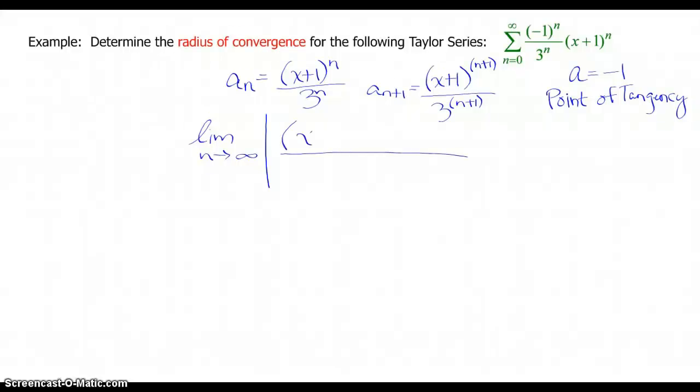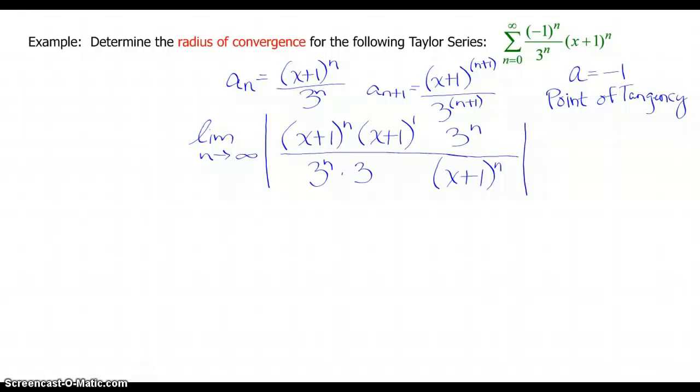So we have (x plus 1) to the n times (x plus 1). Hopefully you can see that. If I were to multiply those two things together, those things are the same. When you multiply the same bases, you add the exponents. That's how I would wind up with (x plus 1) raised to the power of n plus 1. In the bottom, I'm going to get 3 to the n times 3. Now I'm going to multiply by the reciprocal of a sub n. See how the process is the same over and over and over again? Now I'm algebraically going to cancel like terms top and bottom.